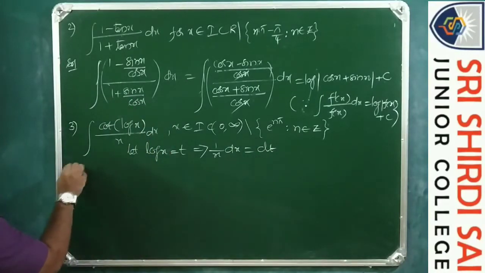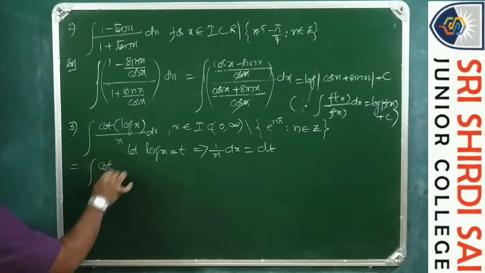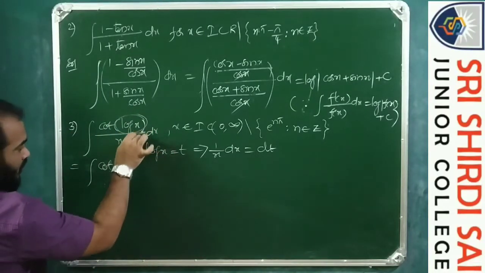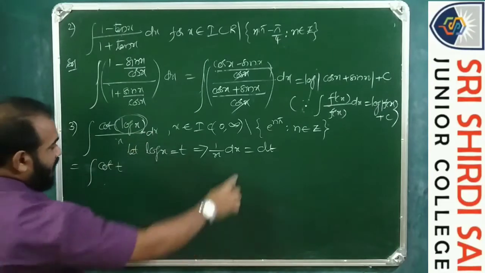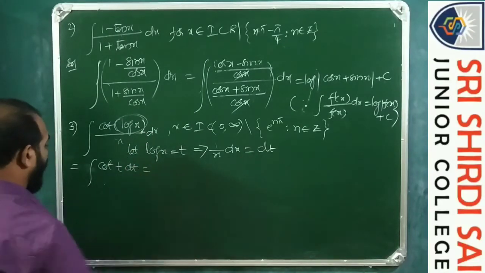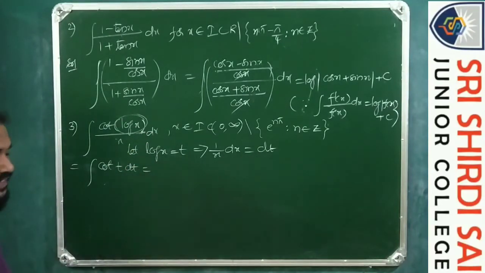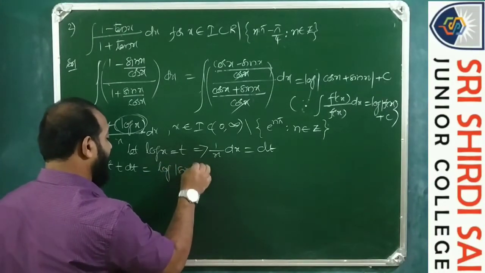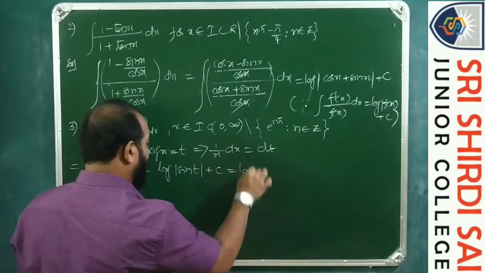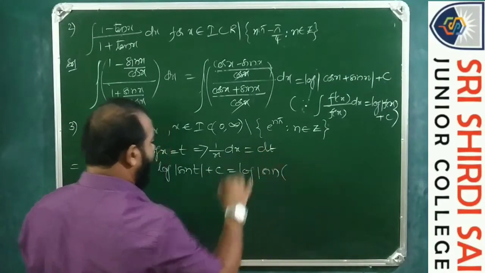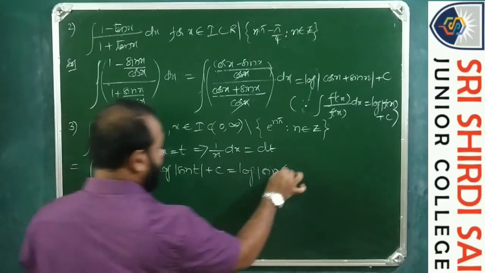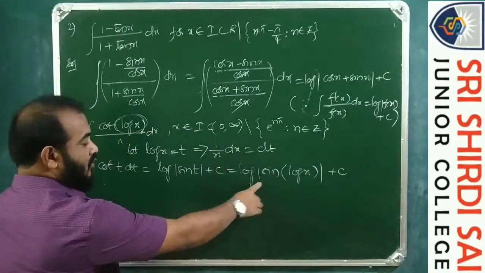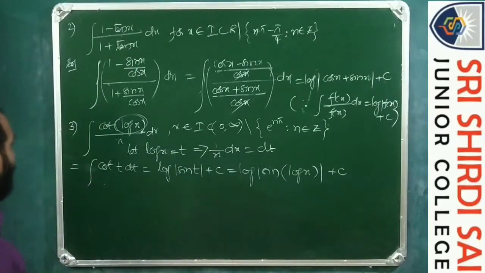So this is equals to cot, what is log x? t, into additionally 1 by x dx is there. What is that? dt. We know integral cot x dx is log mod sin x. So this is log mod sin t plus c. So log mod sin, the value of t is log x. So this is log mod sin of (log x) plus c.